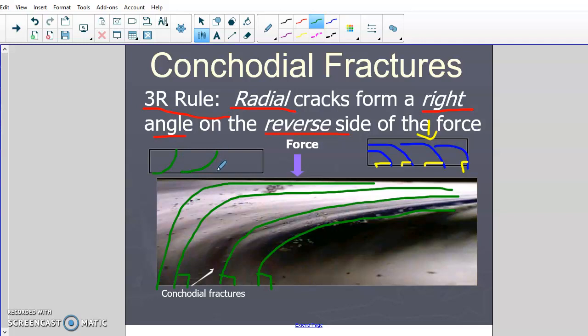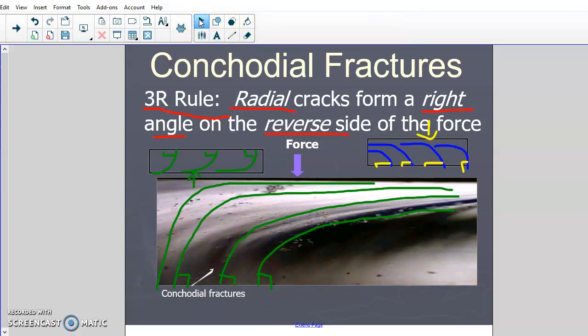And I had a whole bunch of conchoidal fractures, and they were going upwards like this. And here's where my right angle is hitting, right here. Now the right angle's hitting up here, which means my force came from down here. So now my force came from the bottom instead of the top. Okay, so radial cracks form right angles on the reverse side of the force.